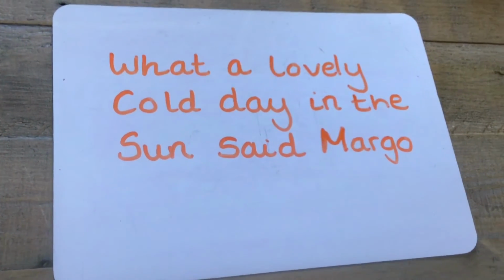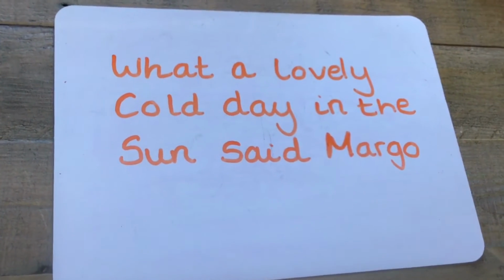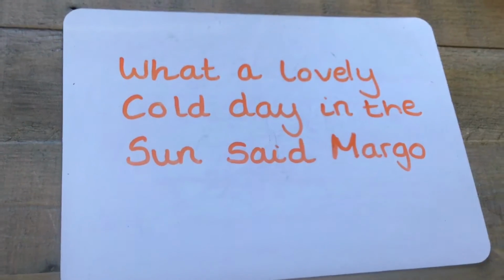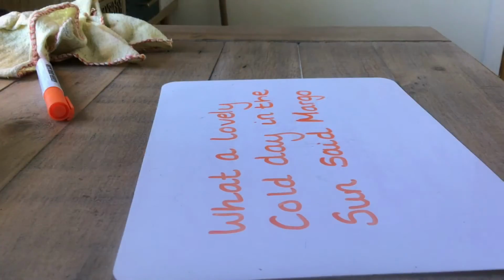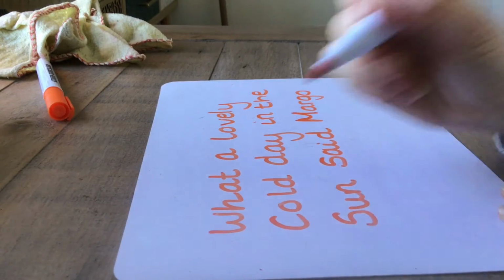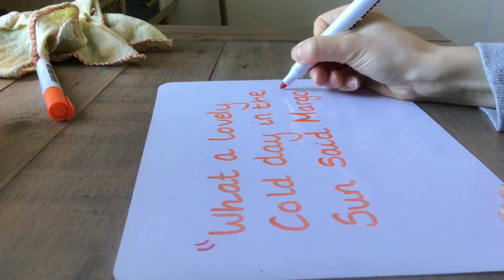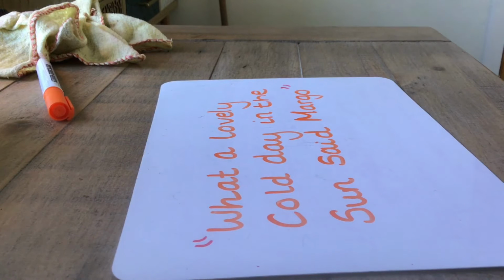So we know we only put speech marks around the part that is actually spoken. So have a look at this sentence. Where would the speech marks go here? So first of all, I'm going to show you what some people do. Some people will just put them round the whole bit. Now remember, you only put speech marks round the bit that is spoken.